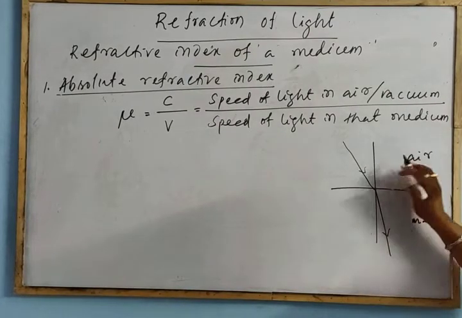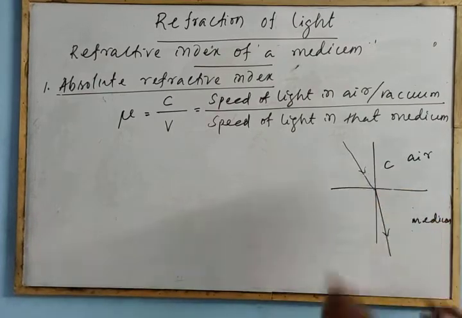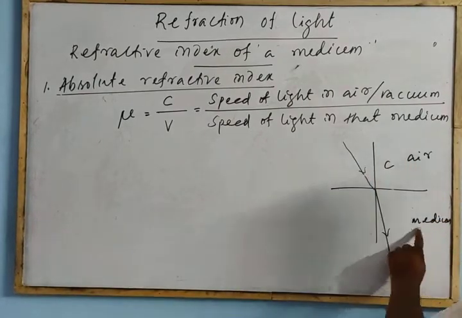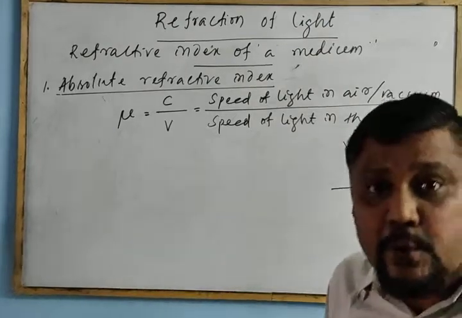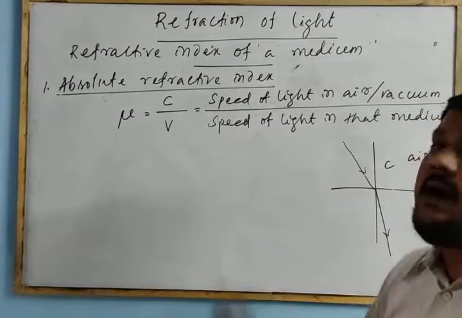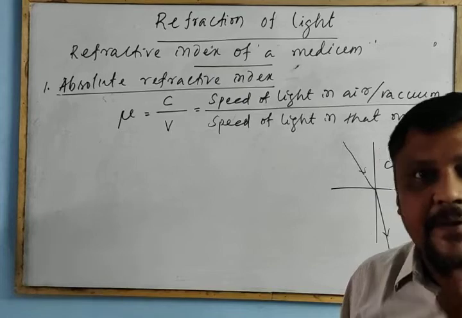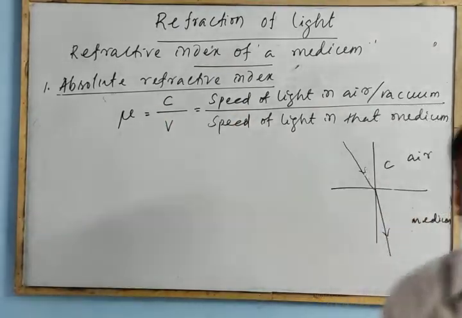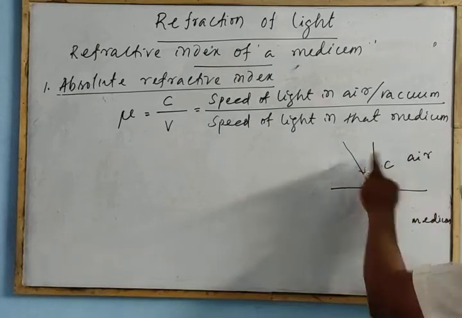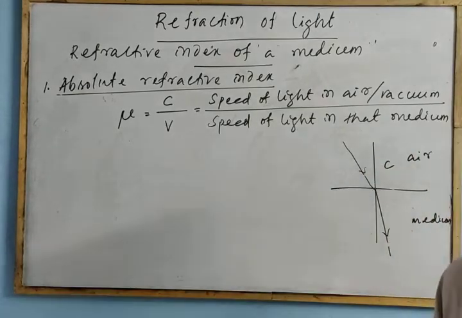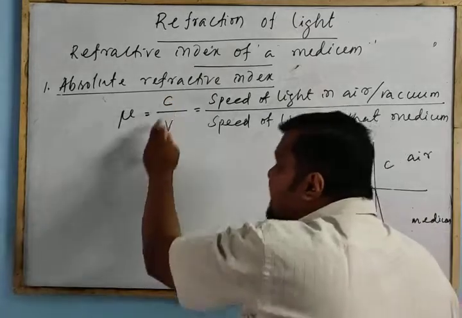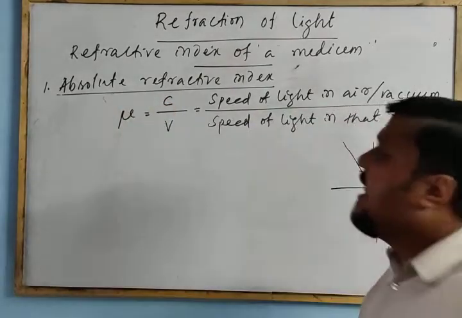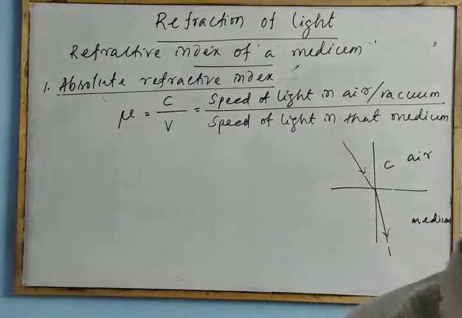So the incident ray is in the air medium. The refracted ray is in that medium for which you are calculating the refractive index. Remember, for absolute refractive index, the incident ray should be in the air medium and the refracted ray should be in that medium for which you are calculating. Take the ratio; that ratio is the absolute refractive index.